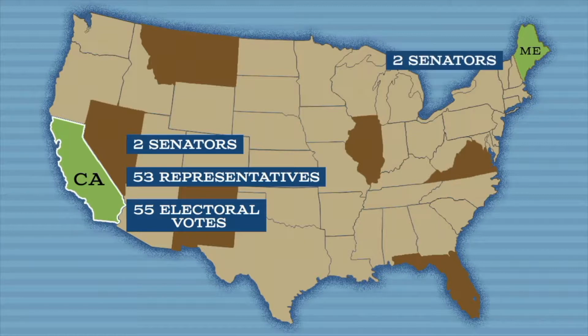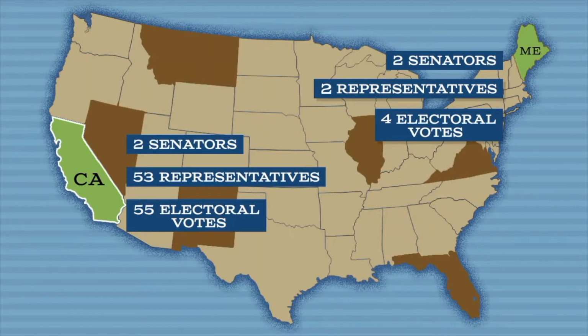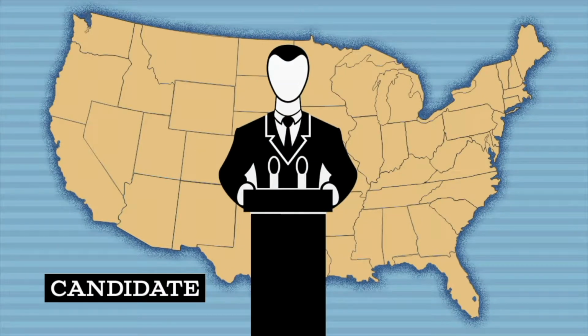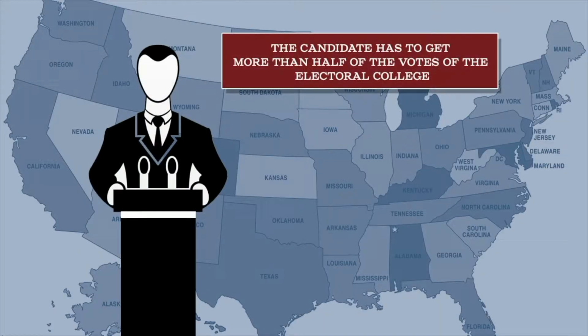It has 2 senators and 2 representatives in the House of Representatives, so Maine has 4 electoral votes. Today, in most states, the candidate for president who wins the popular or general election gets all the state's electoral votes. To be named president, the candidate has to get more than half of the votes of the Electoral College. Today, there are 538 electoral votes.